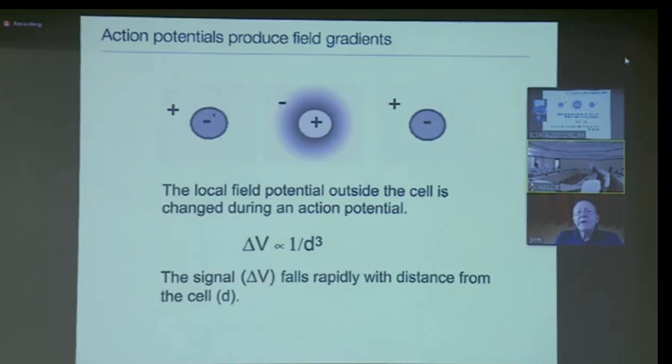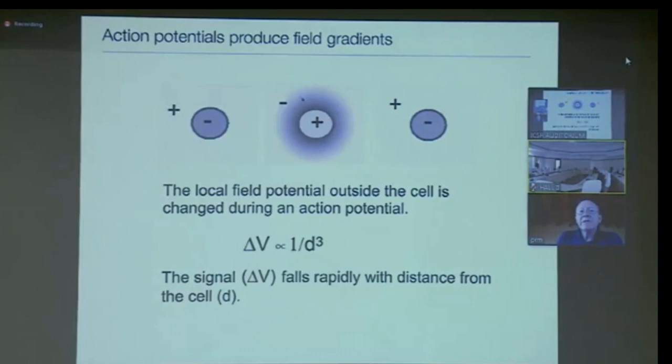So during this time, the local field potential, if the cell is negative inside, then it quickly becomes positive inside, and then it returns to being more negative. So these currents that flow across the membrane cause changes in the local field potential. These changes drop with the cube of the distance from the membrane, but if an electrode is close enough to the cell, not even inside it, but close enough to sense this change in field, then we can record the action potential. So that's the basis of extracellular recording.